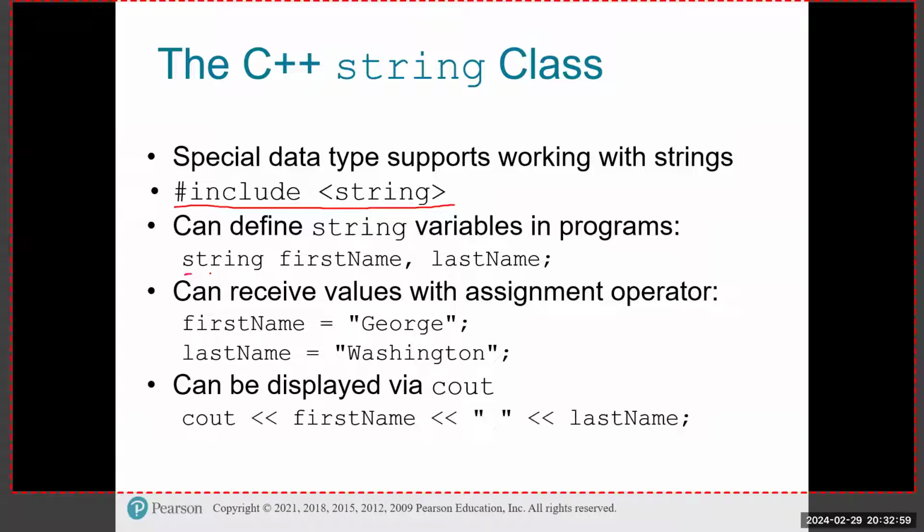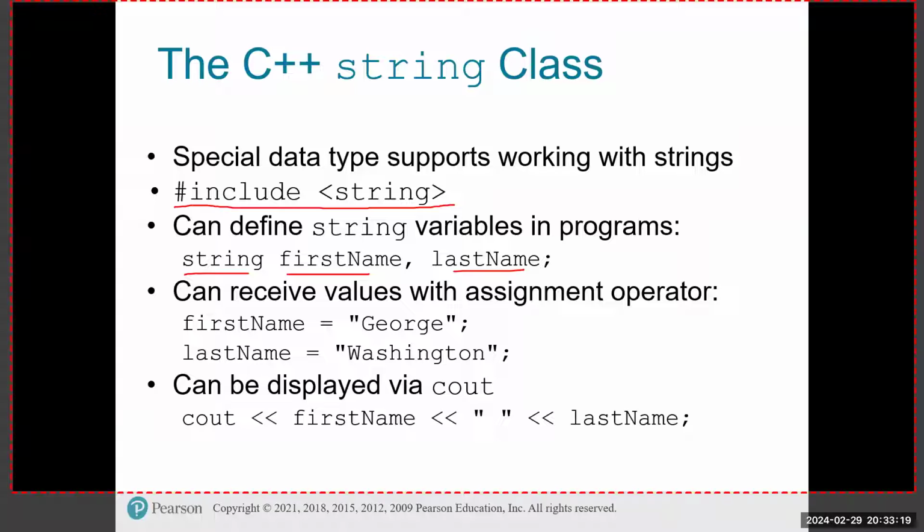Say you are writing string first name, last name. So it is no longer an array of characters. It is a string. It's a standard C++ string. It's no longer a C type of definition of the string. It is more like C++.